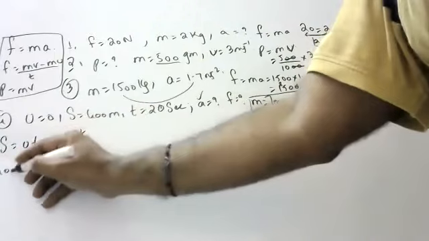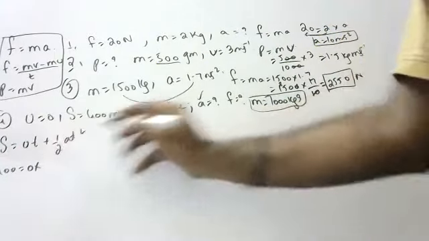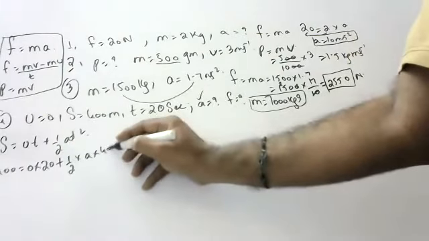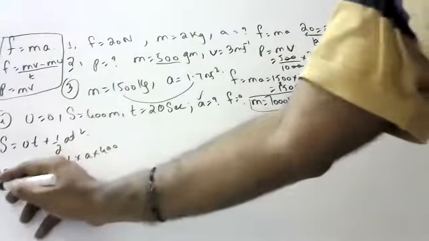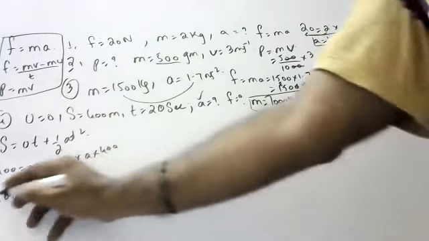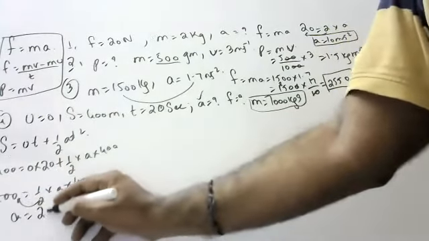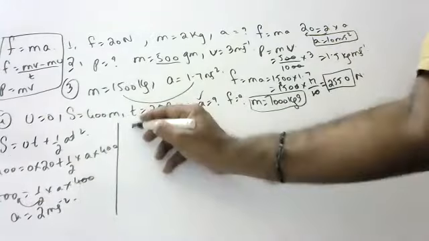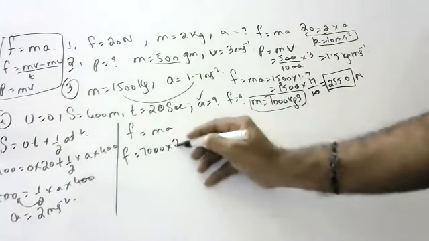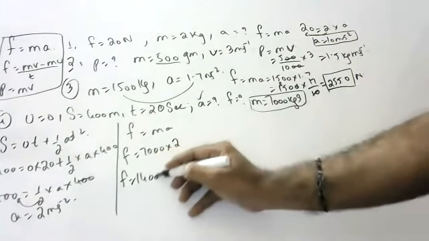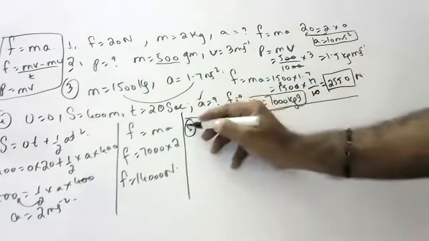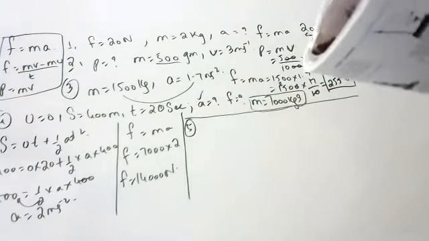So, 0 into 20 plus half into A into 20 square. 20 square is 400. So 400 is equal to half into A into 400. 400, 400 cancel, so A is equal to 2 meters per second square. Now, F is equal to MA. Mass is 7,000 and acceleration is 2. How much is it? 14,000 newton. Children, every time we should say units also. Units are very, very important.